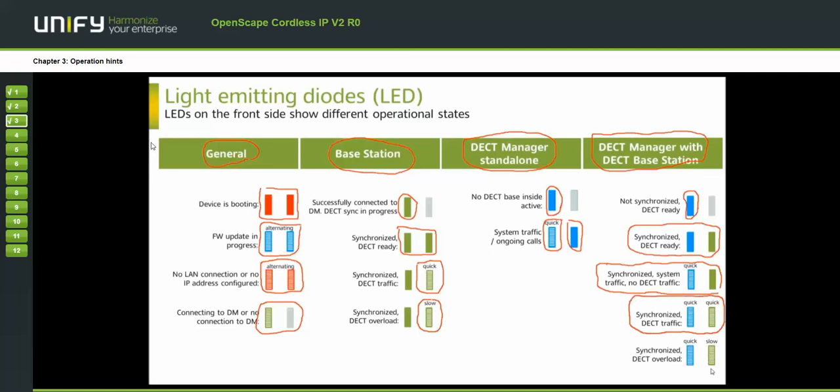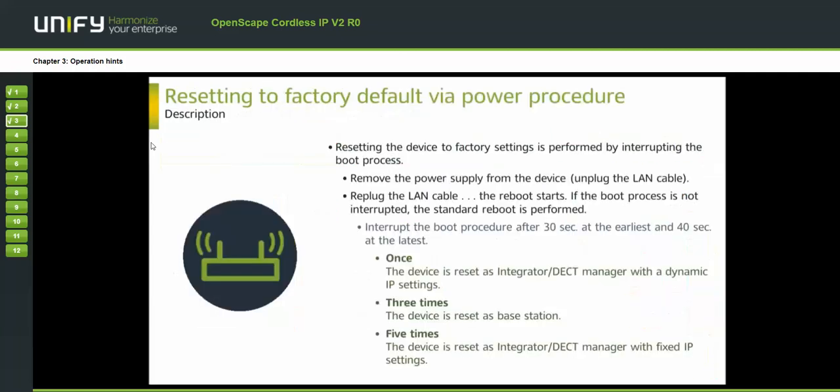First, you remove the power supply from the device. You mean you unplug the LAN cable. With that also the power is gone. Then you replug the cable and the power is back, and the reboot starts. If the boot process is not interrupted, then a standard reboot is performed, and the device comes up in the previous mode and with the previous data.